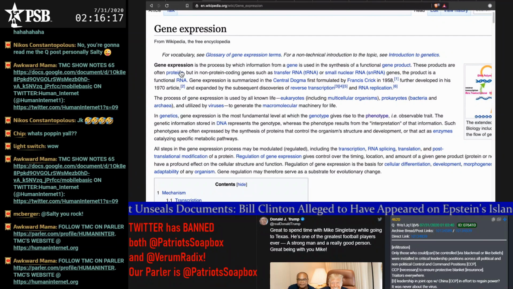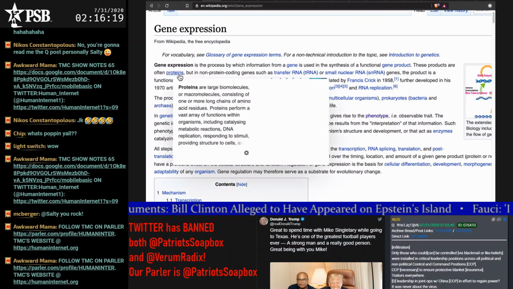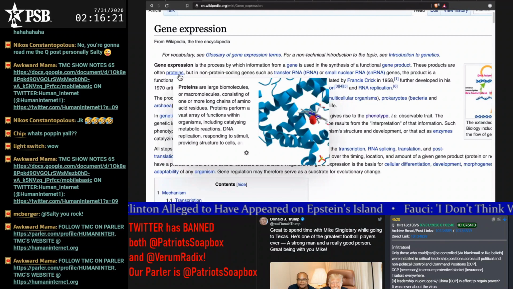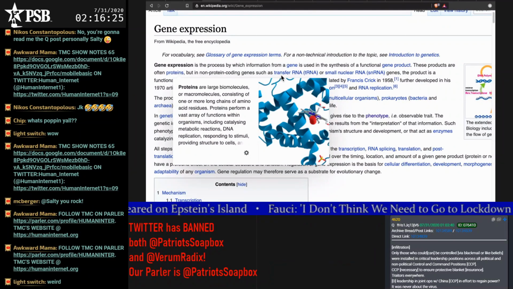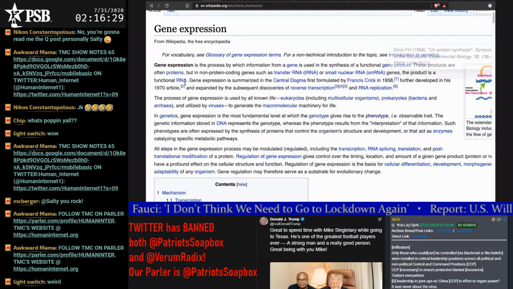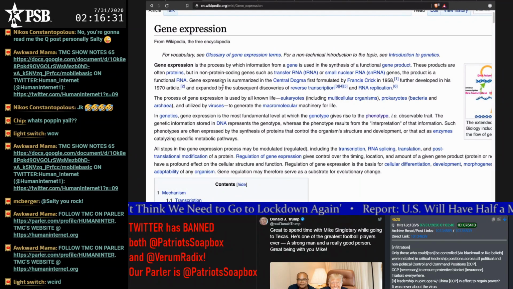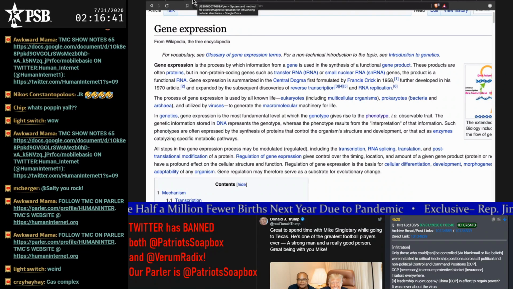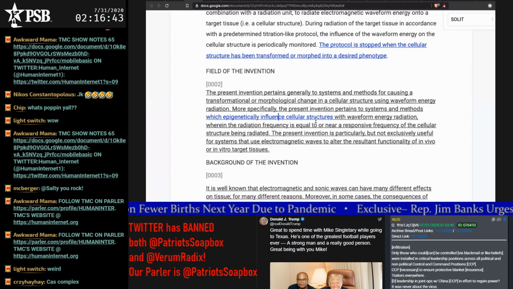So basically, gene expression is used in the synthesis of a functional gene product. These products are often proteins. Your body's made of all of these proteins, but they also make things like enzymes and everything else. But in non-protein coding genes, such as transfer RNA or small nuclear RNA, the product is a functional RNA. So we're going to look at RNA and DNA and see why all of this is important. Let's move on because we don't have time to get into the depths of genetic expression.